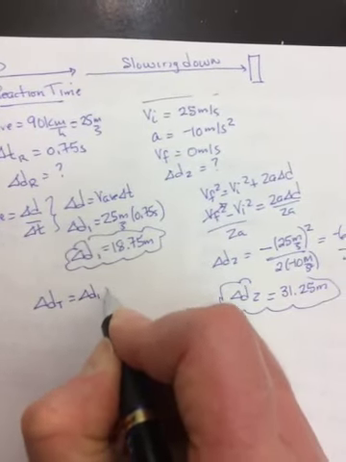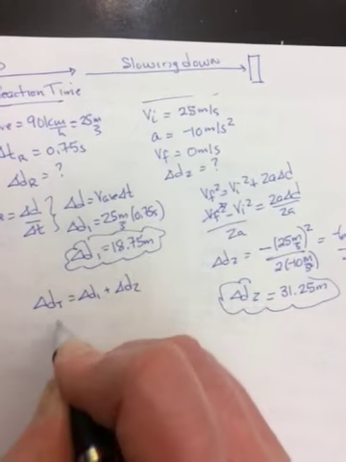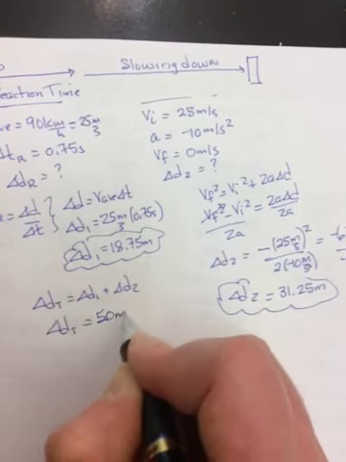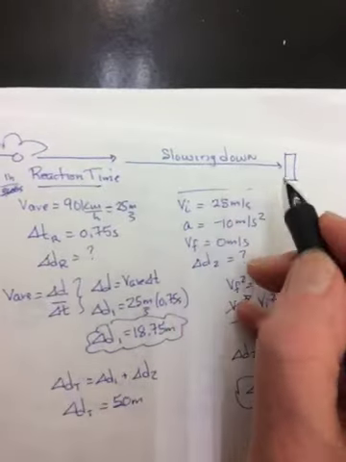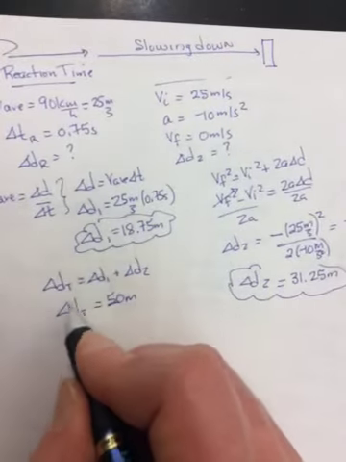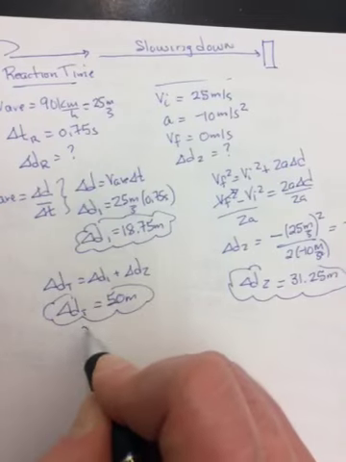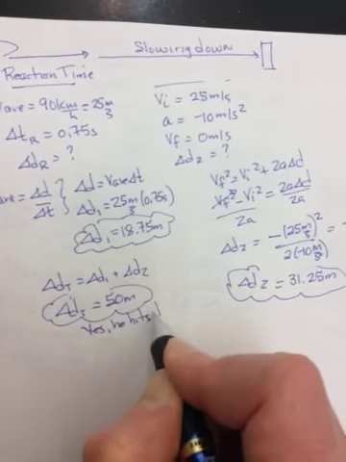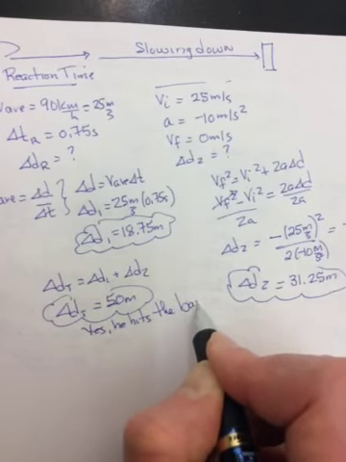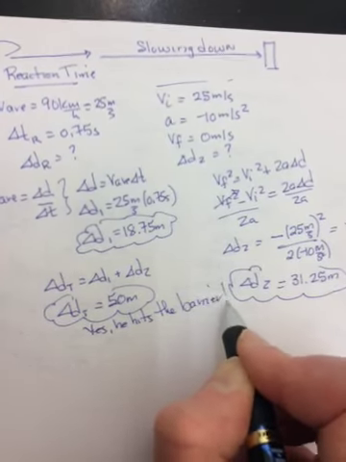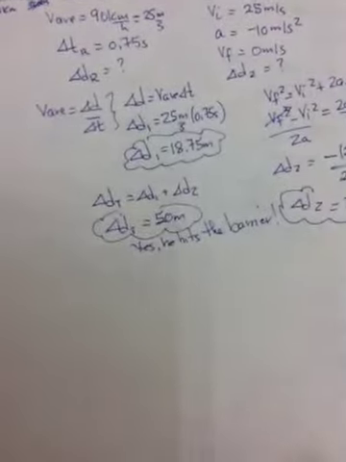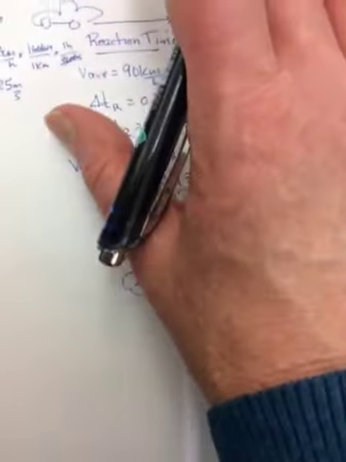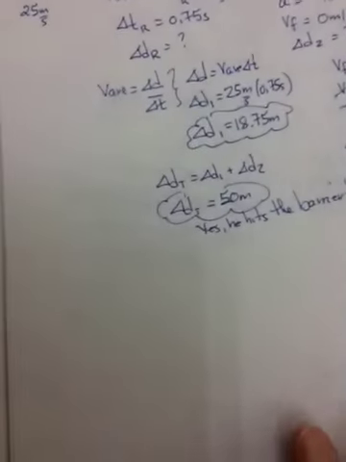Okay, add these together to find out how far does he go in total. So D1 plus D2, delta D total is going to equal 50 meters. The barrier was 40 meters away, so then you would say, yes, he hits the barrier. Okay, moral of the story, don't be distracted. 0.75 is a long reaction time when you're going 90 kilometers per hour. All right, that was number 13.